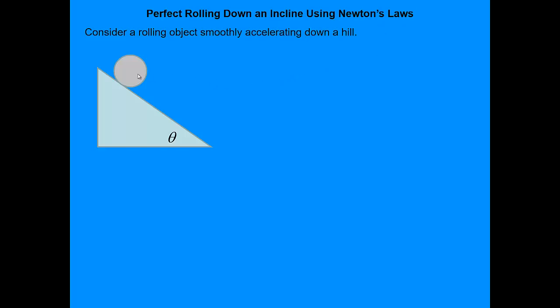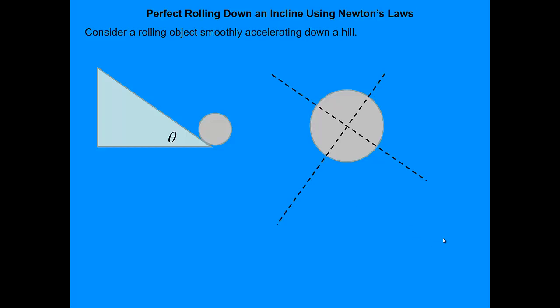So first of all, just generically consider some rolling object which is accelerating down the hill, perfect rolling, like so. There it is. Notice it's rolling as it goes down the hill. So let's draw an extended force diagram. Whenever we've done problems with objects on inclines, we've always taken the axes and rotated them. We've made our new x-axis parallel to the incline and our y-axis perpendicular to the incline.